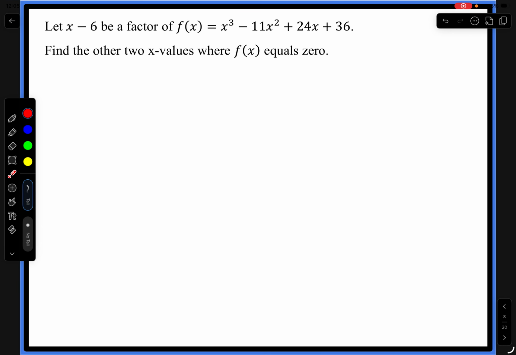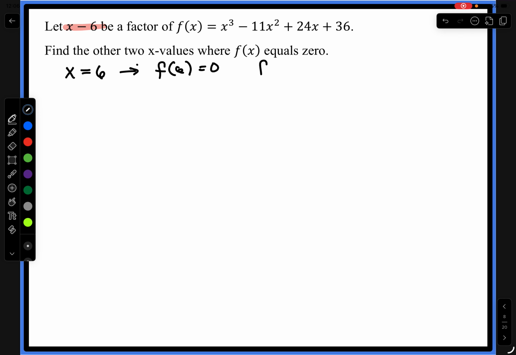In this example, we're given the fact that x minus 6 is a factor of f of x, and we want to find the other two values of x where f of x is equal to 0. So given that we know that x minus 6 is a factor, that's the equivalent of stating that x equals positive 6 is a solution to the equation where f of x is equal to 0. In other words, f of 6 is equal to 0.